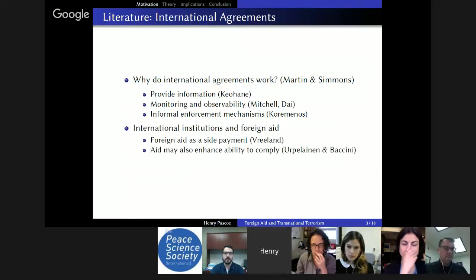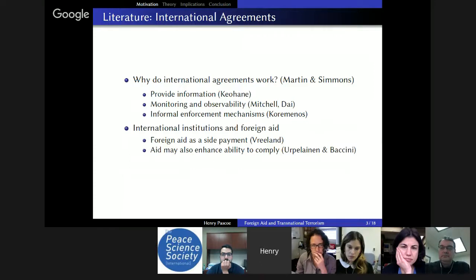So to address this, I draw on a growing body of research on foreign aid and international agreements. Many of these studies view aid as simply a side payment to encourage states to participate in or comply with agreements. However, there's a growing recognition that aid may not only be a side payment, it may actually enhance the ability of states to comply with agreements.